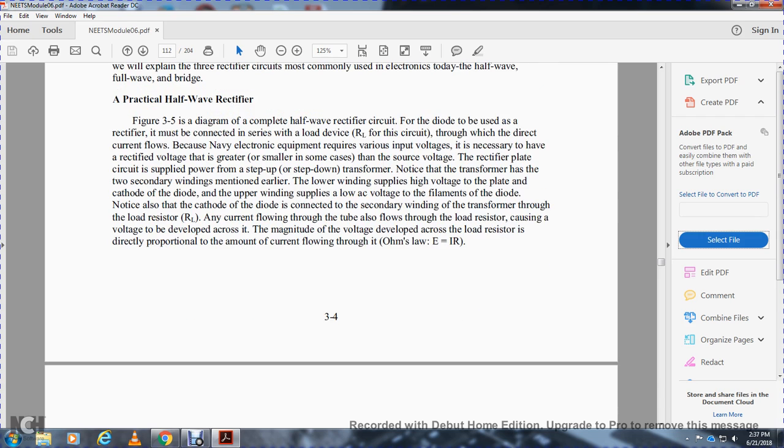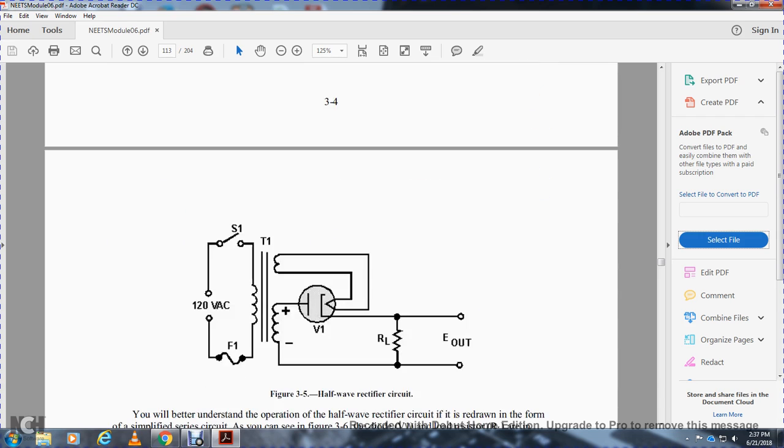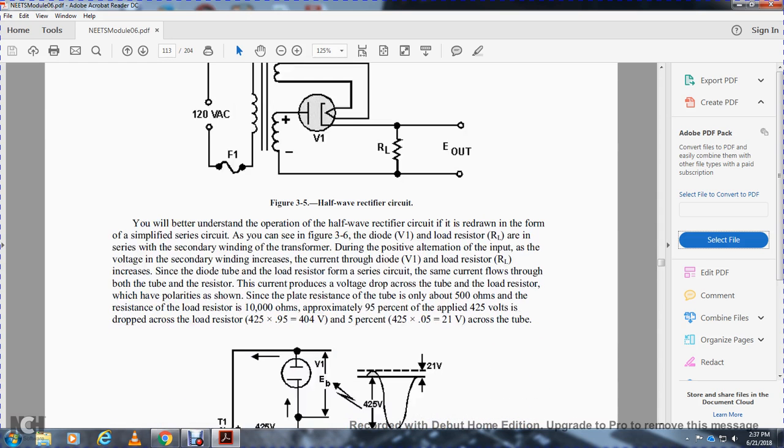Low voltage equals amps times ohms. Figure 135 shows the half-wave rectifier: 120 volt, fuse 1, switch 1, transformer 1 with iron core. The transformer 1 goes to the cathode heater, and then the plate voltage goes back across the transformer, positive and negative, through the resistor load in the circuit, and then your voltage output. You will better understand the operation of the half-wave rectifier circuit by redrawing it in the form of a simplified circuit.